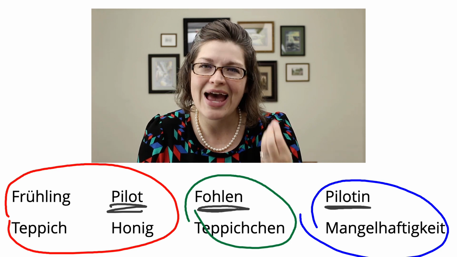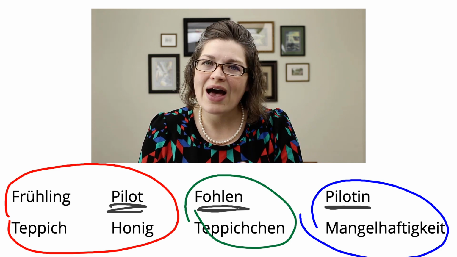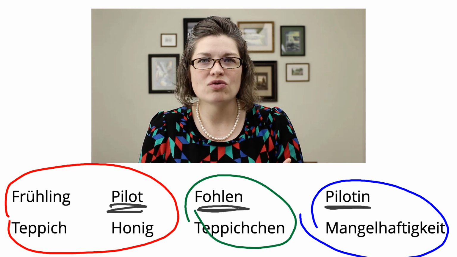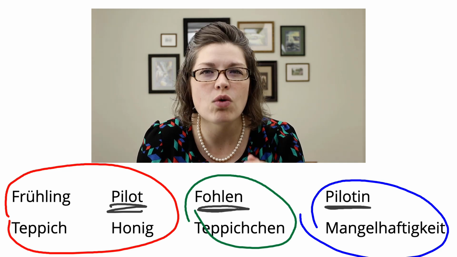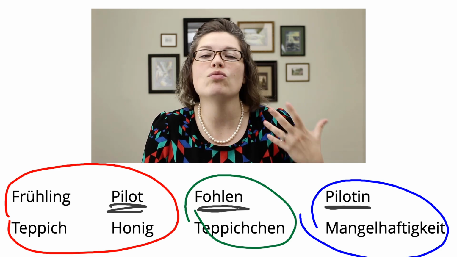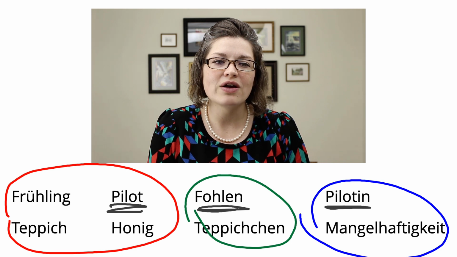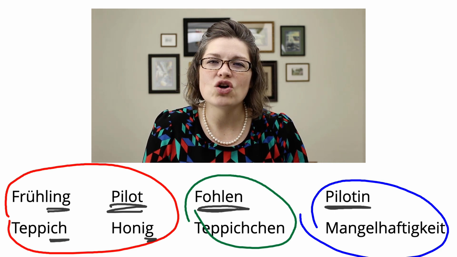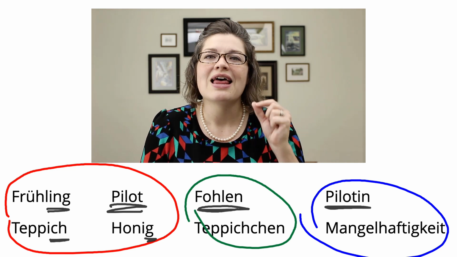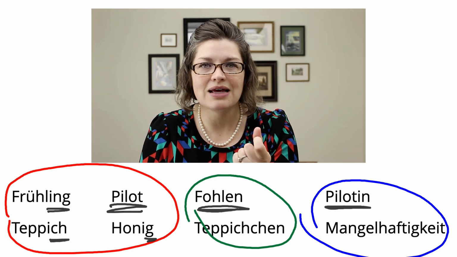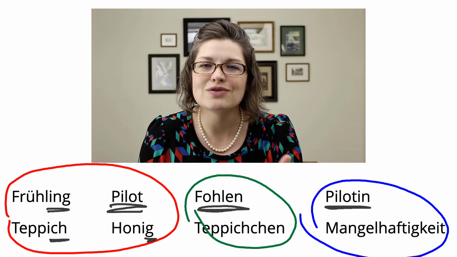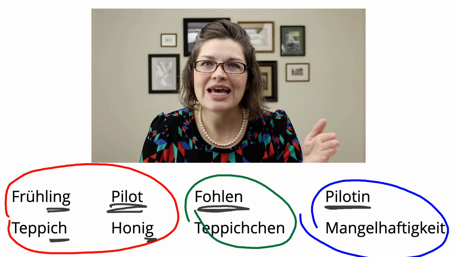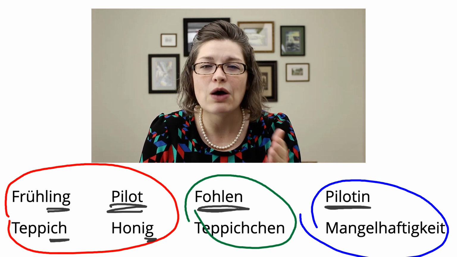But this other categorization of noun endings that we can use for learning noun gender is even more powerful. It's going to apply to even more nouns. So here, for example, this ling and ich and ig on these three masculine nouns, that clues me into immediately that these are masculine nouns, that they need to have a der, that it's der Frühling, der Teppich, der Honig.